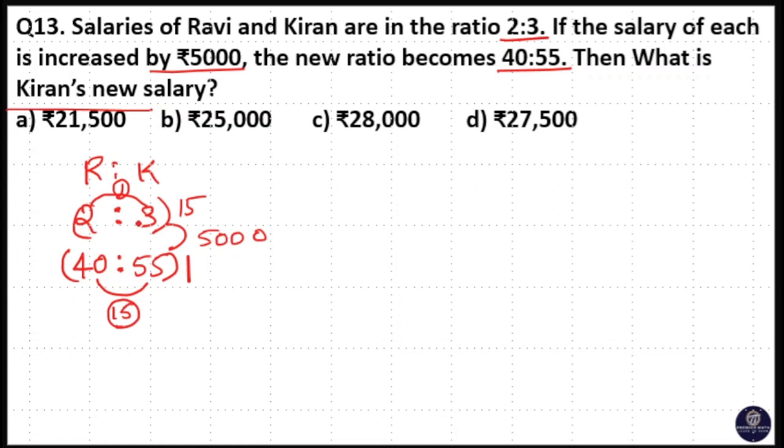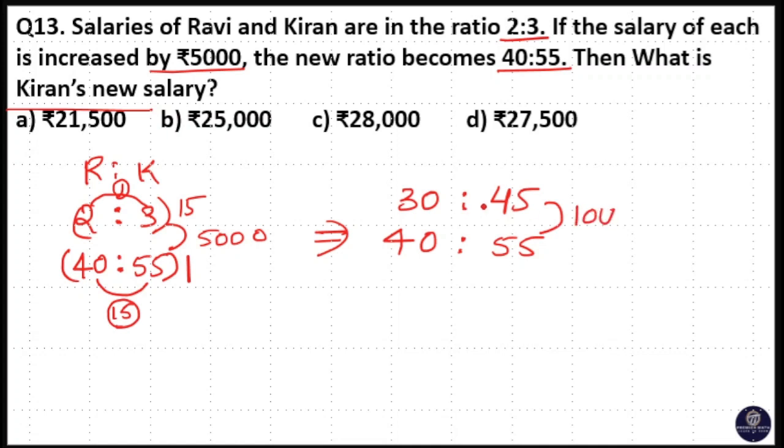That means 2 into 15 is equal to 30. 3 into 15 is equal to 45. 40 into 1 is equal to 40. 55 into 1 is equal to 55. Now you know the difference is equal to 10 unit. 45 and 55, 10 unit. 30 and 40, 10 unit. So that is same. Then you can apply 10 unit is equal to 5,000 rupees. Then 1 unit is equal to 500 rupees.